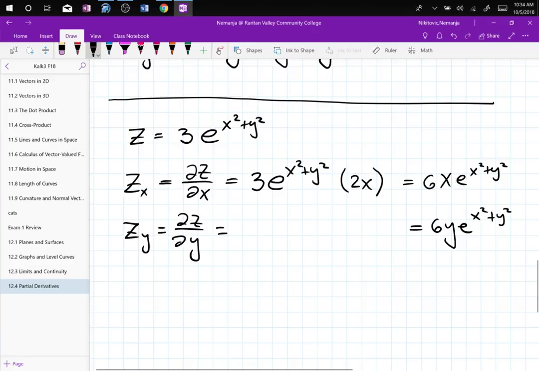Now, this idea of symmetric functions will be very useful at the end of this chapter, when we do min-max and Lagrange multipliers. So, we'll get there.